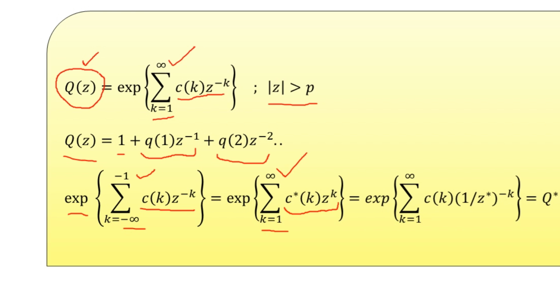In the next step, we make it the exponential of the summation over k equal to 1 to infinity, keeping the same, c_k times (1 upon z conjugate) to the power minus k. This can also be represented from the previously represented Q(z) as nothing but Q conjugate of 1 upon z conjugate.